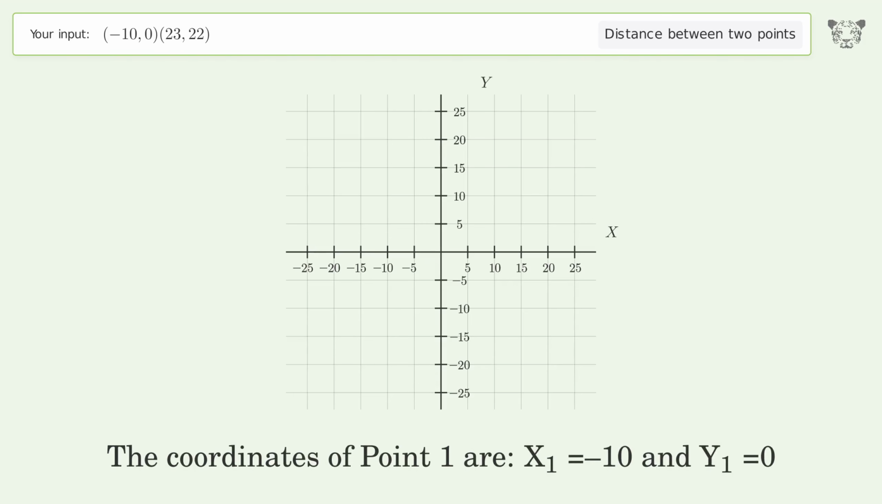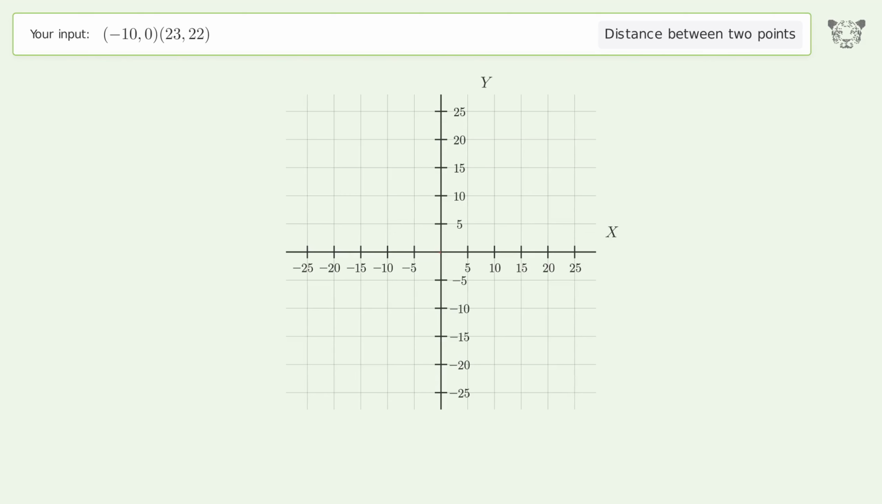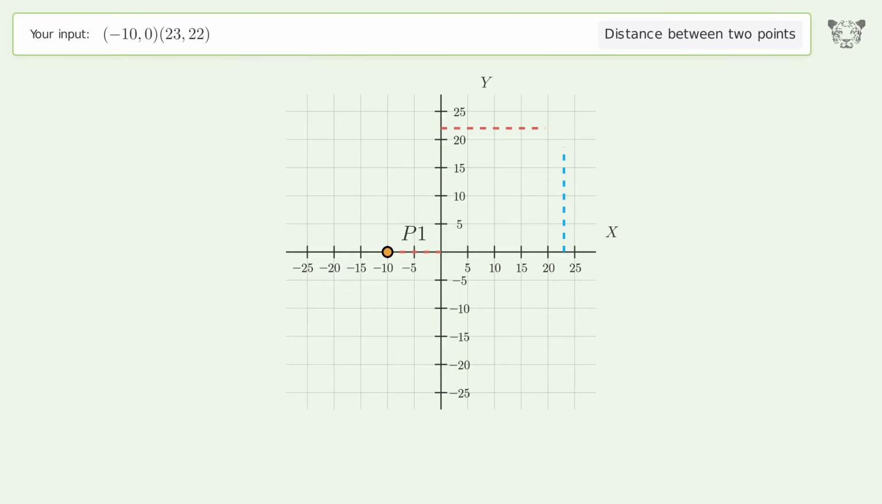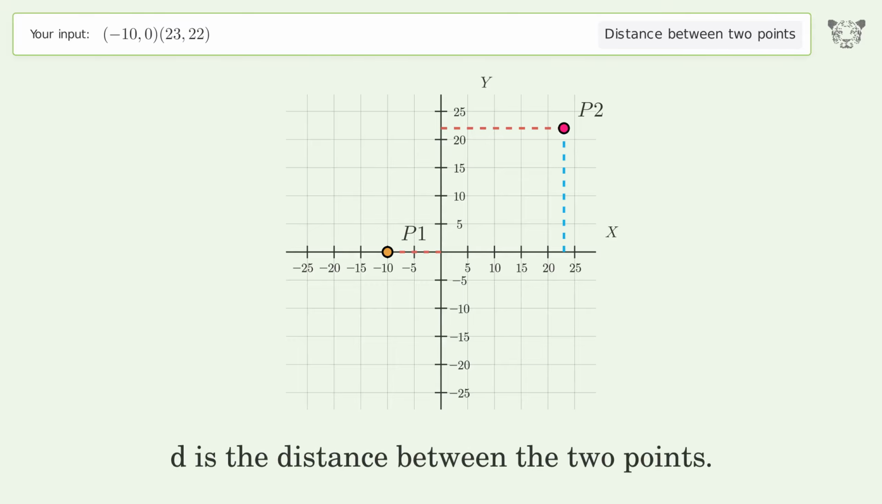The coordinates of point 1 are x1 equals -10 and y1 equals 0. The coordinates of point 2 are x2 equals 23 and y2 equals 22. D is the distance between the 2 points.